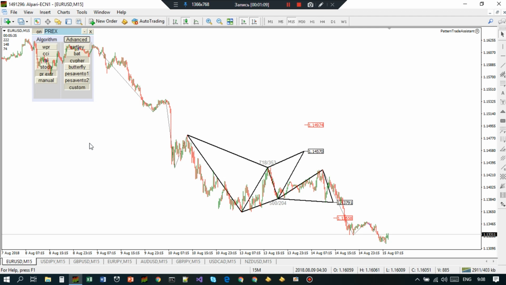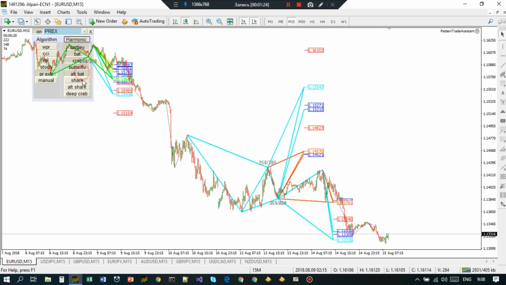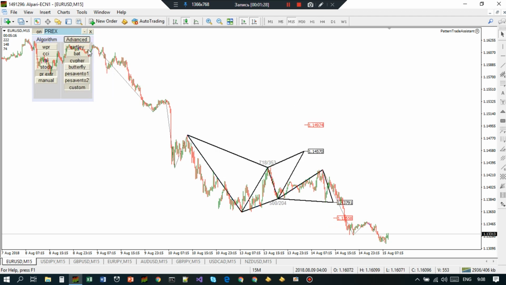Not only is it looking for harmonic patterns, it can scan the market to find advanced patterns and also custom patterns that you set yourselves. To find harmonic patterns, you switch to harmonic and enable the patterns you are interested in. To find advanced patterns, you switch to advanced and enable the patterns that you are interested in as well. And here in the advanced pattern section, you have that custom pattern that looks this way.